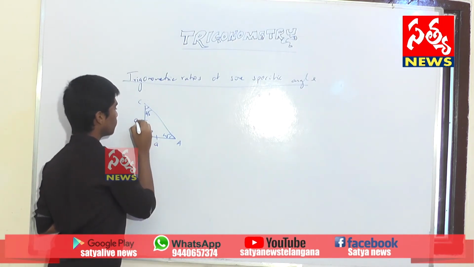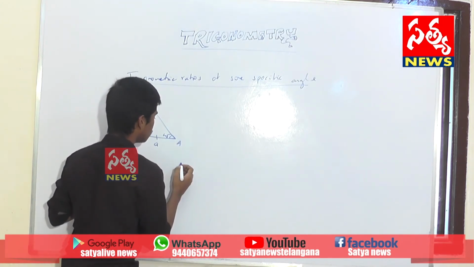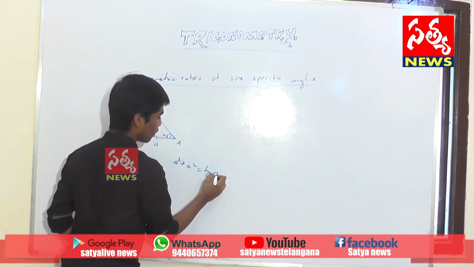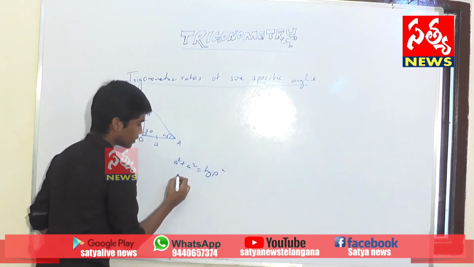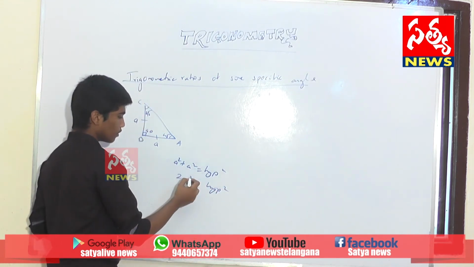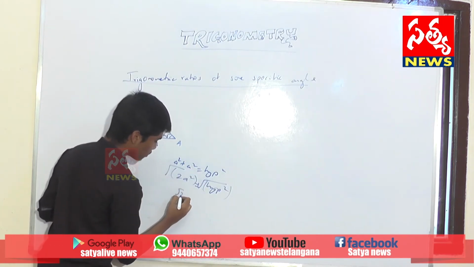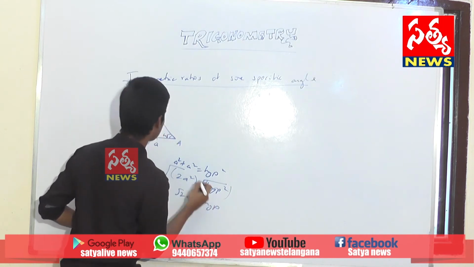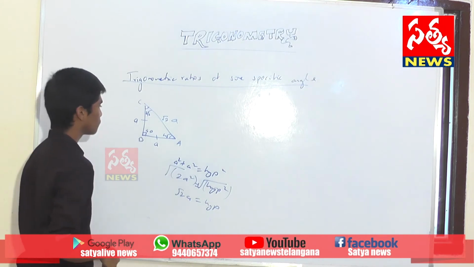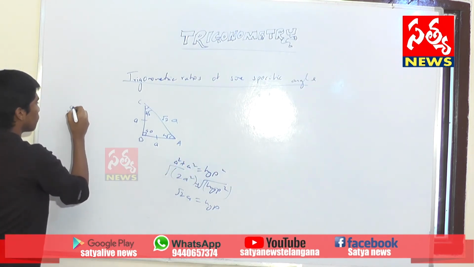If you take this side as A and this as A, as both are the same, then the hypotenuse we get is: A square plus A square equals hypotenuse square. A square plus A square equals 2A square, equals hypotenuse square. If we take square root on both sides, we get root 2 A equals hypotenuse. So the hypotenuse is root 2 A units. From here we can get all the 6 trigonometric ratios.